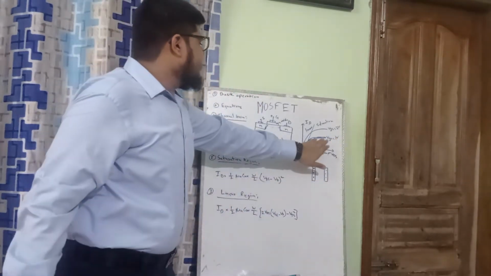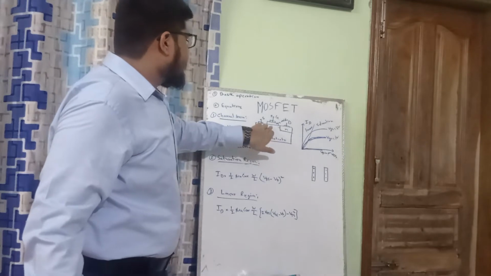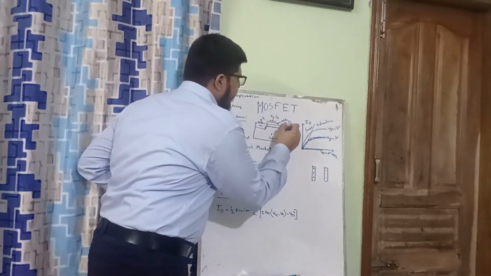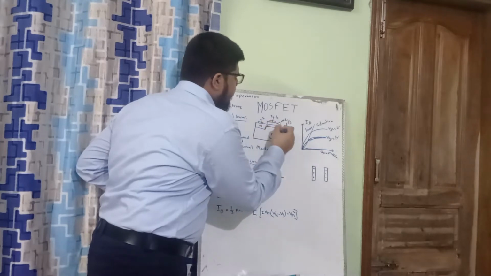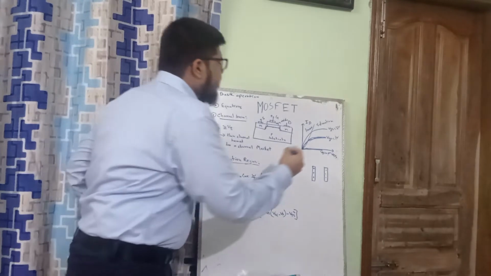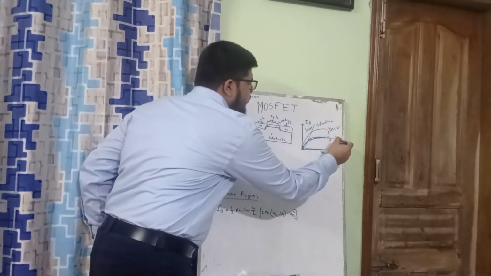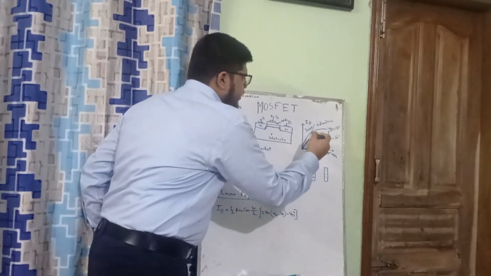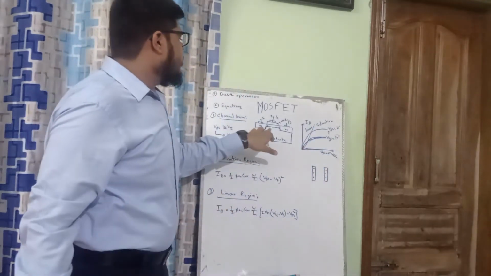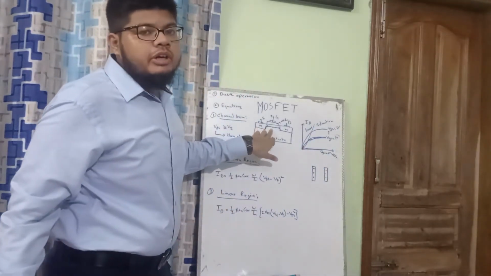And why does the current increase? Because here for gate to source voltage 1 volt, there is a channel formed here, and if you now apply drain to source voltage, the current will go from drain to source. If you further increase the gate voltage from 1 volt to 2 volt, you will get higher current, because the channel will be formed now strongly.